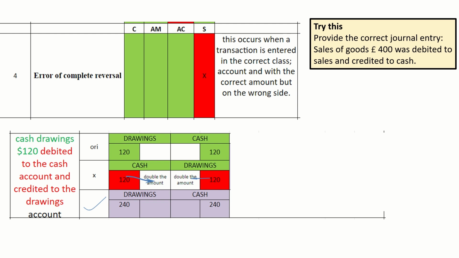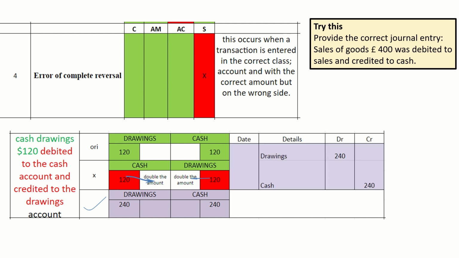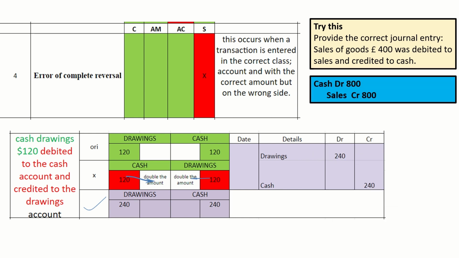In order to correct this error, you double the amount and debit drawings by 240 and credit cash by 240. Now try this question. Provide the journal entry. Sales of goods £400 was debited to sales and credited to cash. How will you rectify this error? So the journal entry should be cash account debit 800, sales account credit 800.